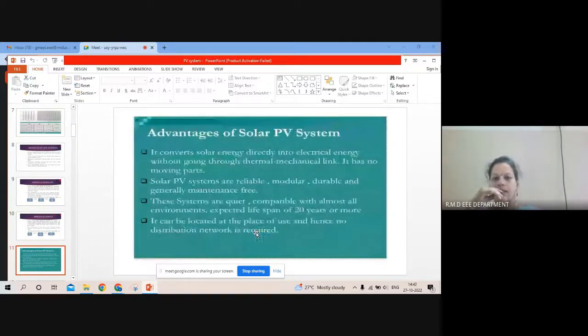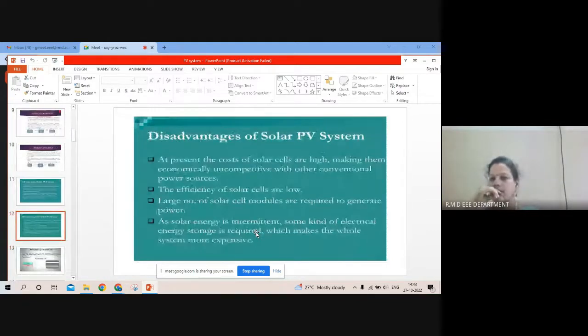Next come the advantages. It converts solar energy directly into electrical energy, and these systems are reliable, durable, and maintenance free, and can be located at any place. It doesn't involve any distribution network. At the same time, it has certain drawbacks, like the efficiency of the solar cells being very low, so we need to connect a large number of solar cells in order to generate more power.